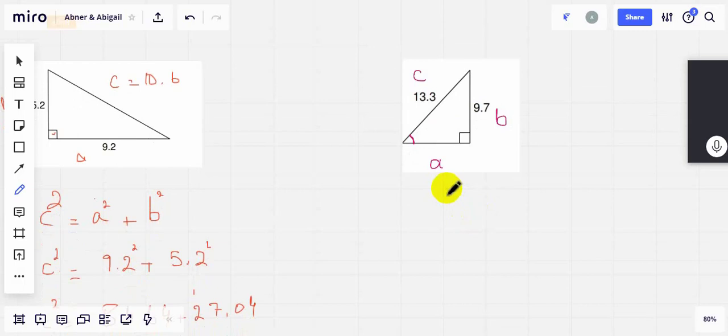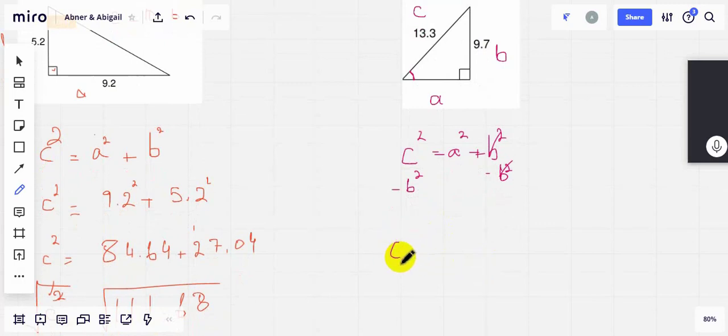We can do it in two ways. First is c squared equals a squared plus b squared, and then we can make a squared the subject. We subtract b squared from both sides so that a squared is isolated. Positive b squared and negative b squared cancel each other, resulting in 0. Then it will be c squared minus b squared equals a squared. So now a squared is alone, isolated.